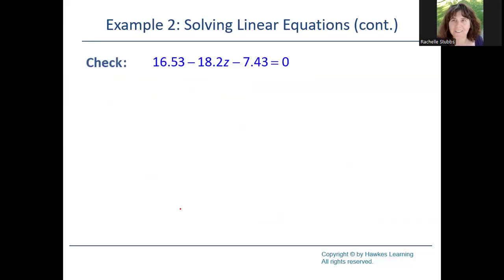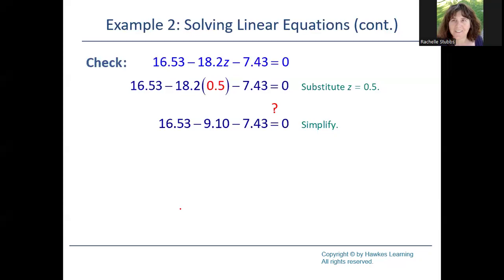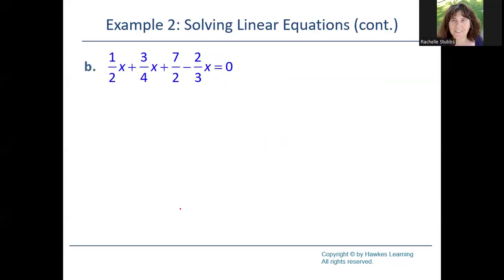Here is another one. So we're just checking it. We're going to put 0.5 in and see if it's true. And yep, sure enough, 0 does equal 0. Okay, now this one has fractions, doesn't it? And they're going to show us how to clear the fractions.